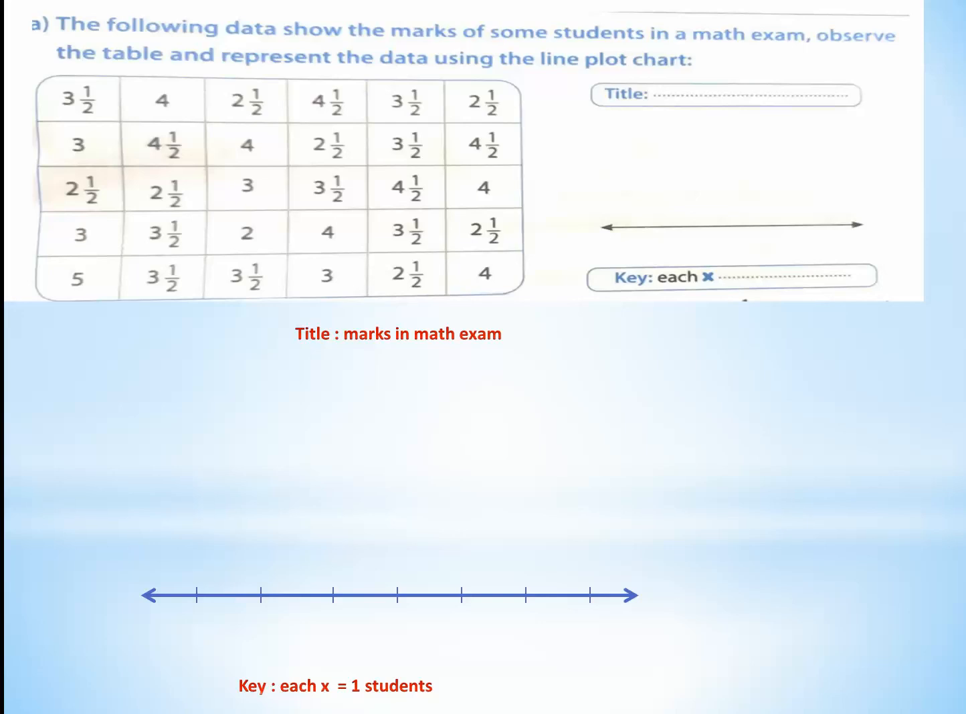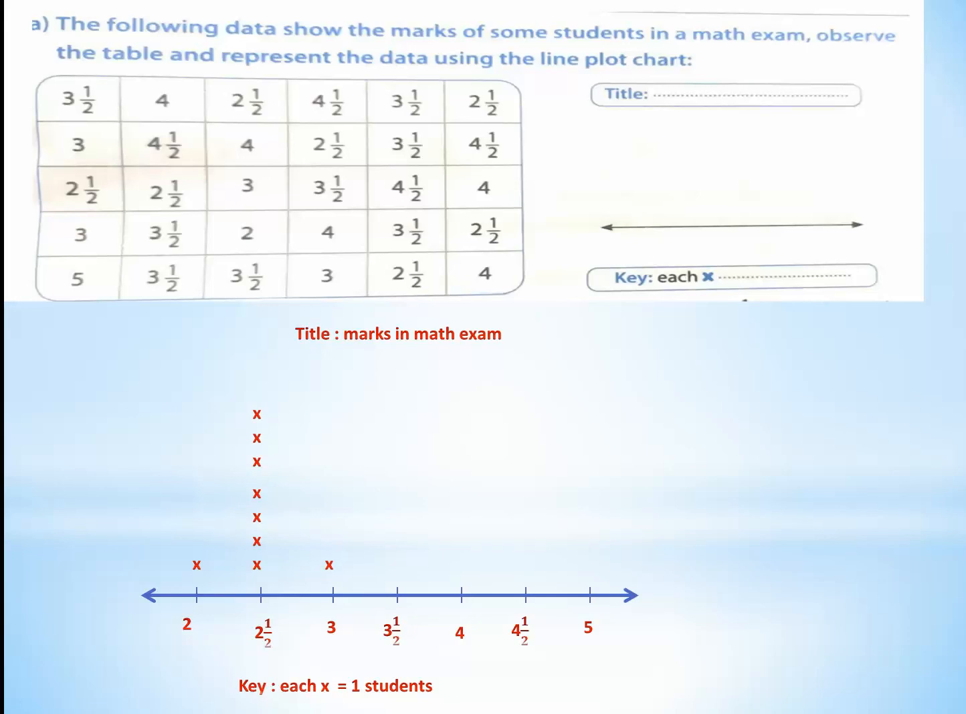Let's write the numbers 2, 2.5, 3, 3.5, 4, 4.5, 5. Okay, 2. How many 2 we have here? We have 1. So we will make one line plot. Okay, 2.5. How many 2.5? 1, 2, 3, 4, 5, 6, 7. So we are going to draw 7.